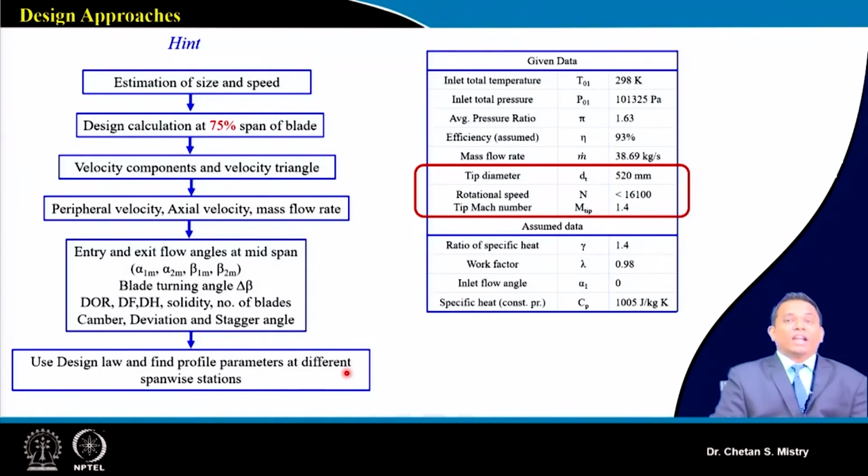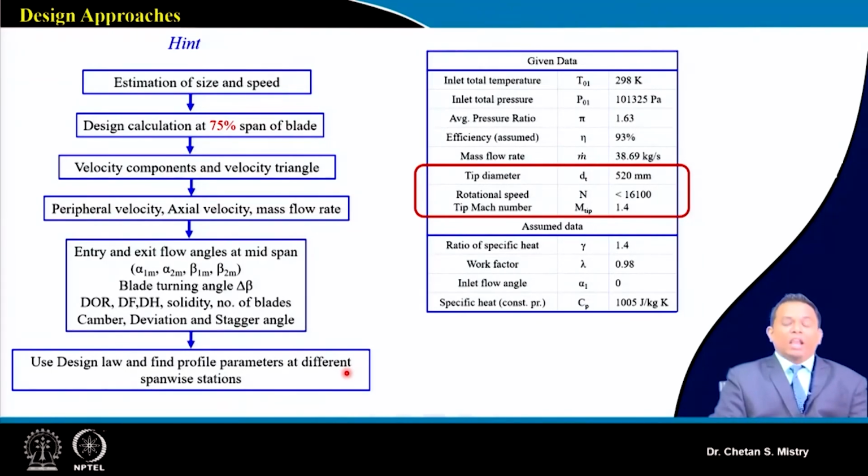Now once we have decided these numbers, we are also interested in the number of blades for rotor as well as for the stator. And we are looking for different angles which we will be using for making our compressor, in the sense of camber angle, stagger angle, deviation angle, all those parameters. So at mid station we will be doing all our calculation.